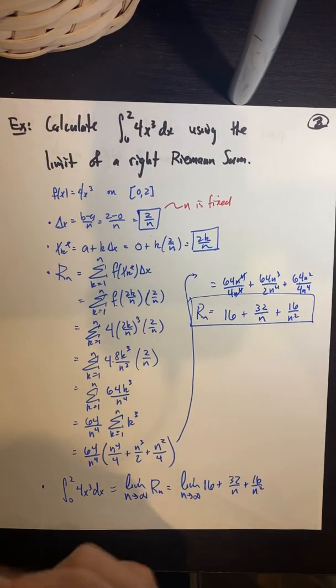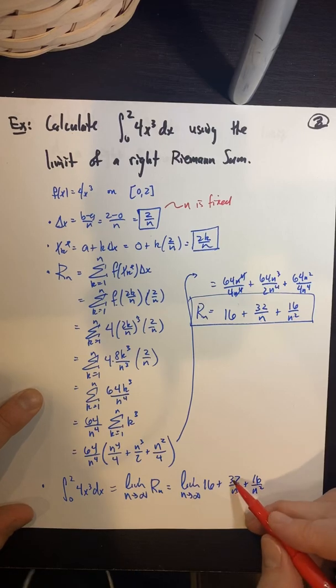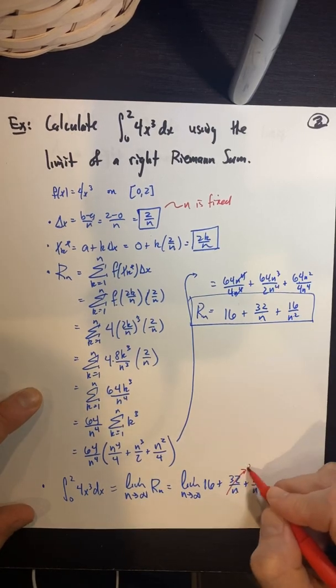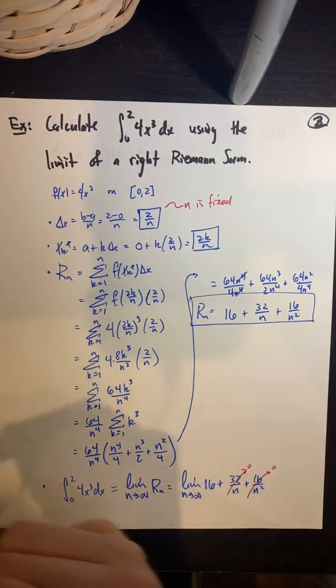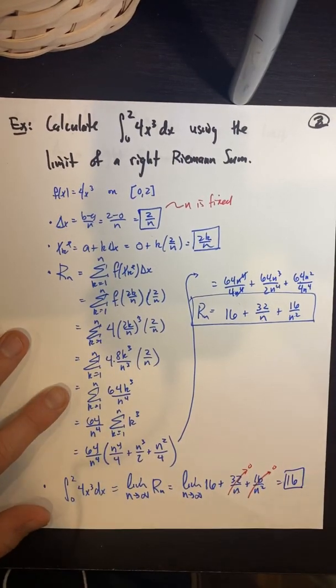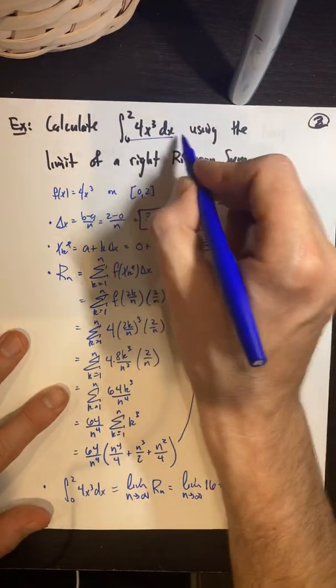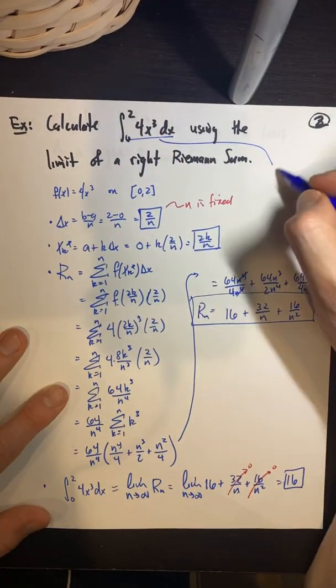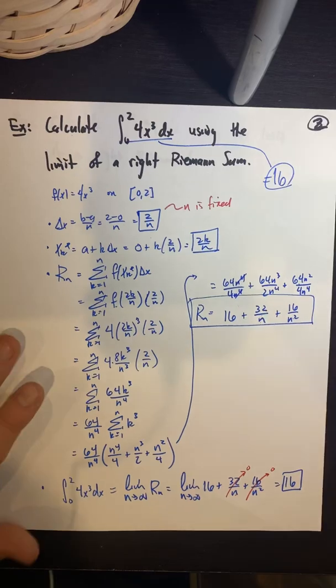And we've done limits like this before. As the bottom blows up, this will be like 32 over infinity, which is a really small number. It goes to 0, goes to 0. So we're left with exactly 16. So the area under this curve, 4x cubed between 0 and 2, is equal to 16.